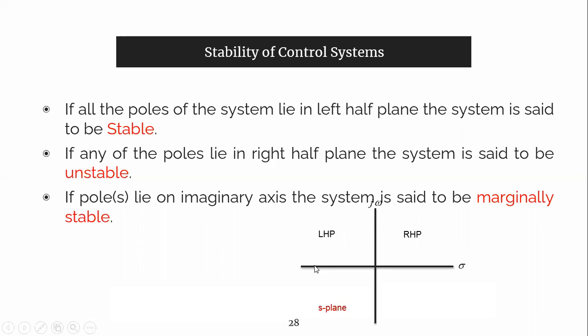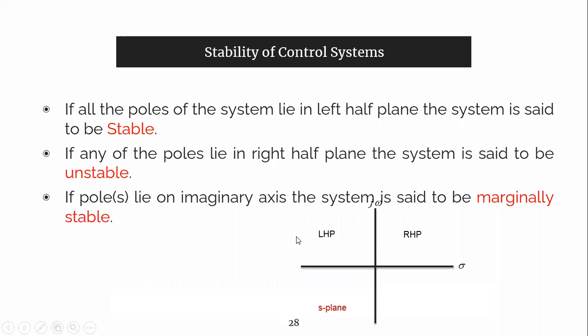If a pole is placed in this section, the system is stable. Whereas if the poles lie in the right half plane, the system is said to be unstable. See here, if something is mentioned here, that is nothing but the pole, so definitely it will be said to be unstable. If the poles are at the RHP, it is unstable. If they are at the LHP, then the system is stable.